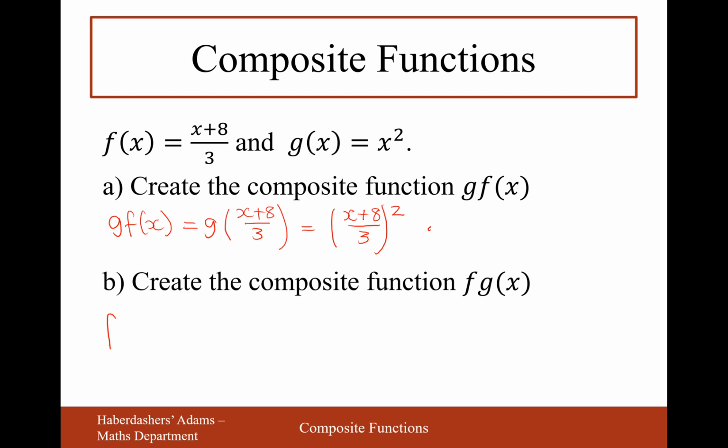Moving on to part B, fg of x. I'll leave the f alone at the front and I'll write out the g function, x squared. And then I'll put this algebra into the f function. This is the f function here, so where x is, I'll write x squared. So it's going to be x squared plus 8 divided by 3. And there we are, that's the answer to part B.